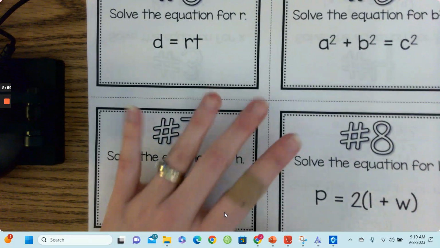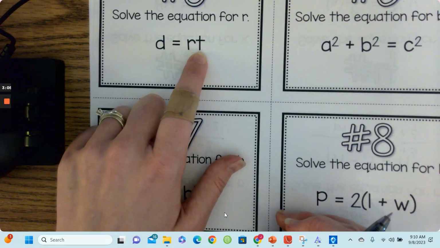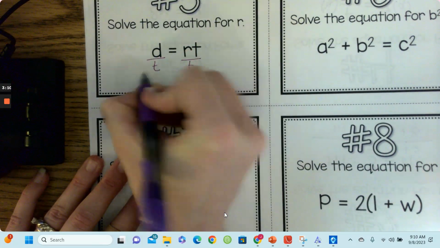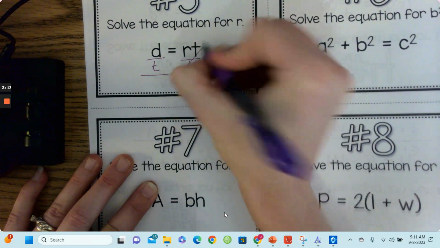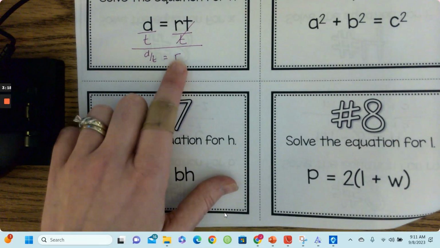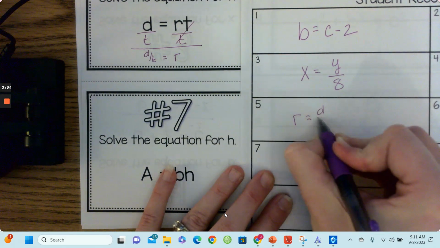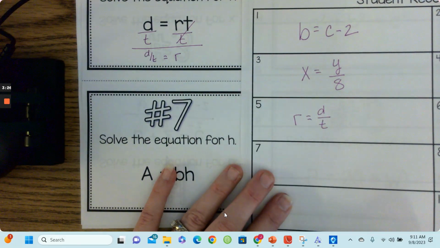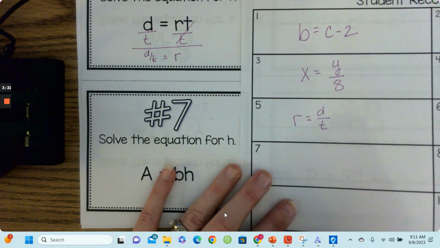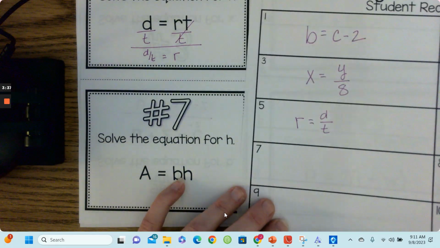All right, solve the equation for r. So I've got an r and a t attached together. That's multiplication. So to undo that, I have to divide. So that will cancel, and then d over t. When I write these, though, the letter I'm solving for, I want that to go on the left-hand side. It is an R. I will always cross my 7s. So if anything looks weird, numbers I typically write different.